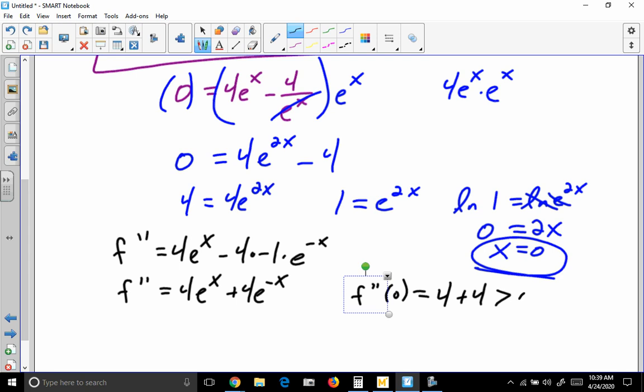That's positive, which means we're concave up. If we're concave up at a critical point, that means that's the minimum. That's the only critical point that we have, so there's no maximum. We just have that minimum. If we need to know the y value, we would just plug that back in the original function.